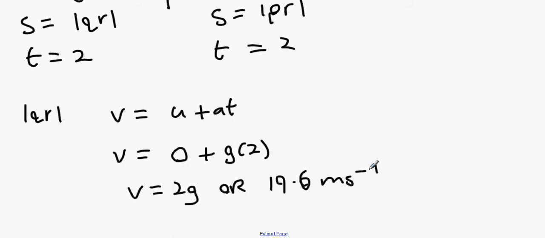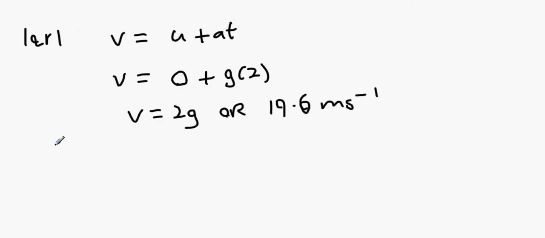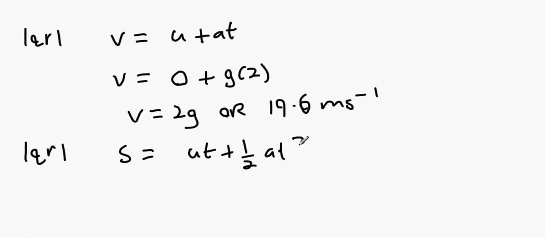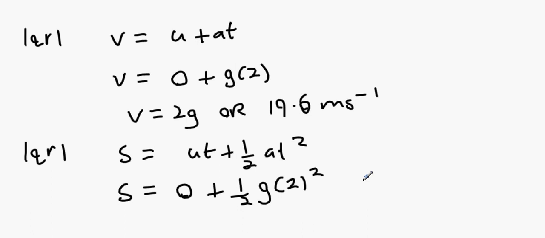Now that we know the speed of QR, we can also find the distance of QR. So for QR again, we're going to find S, and S equals UT plus a half AT squared. Now remember, for information set QR, U equals 0, so it's going to be 0 plus a half g times T squared, so times 2 squared, and S is going to be 2g.